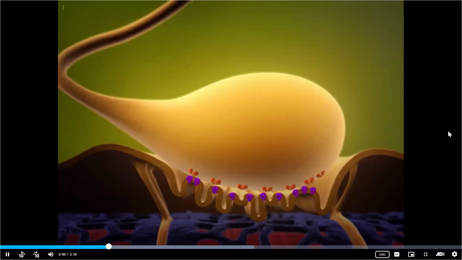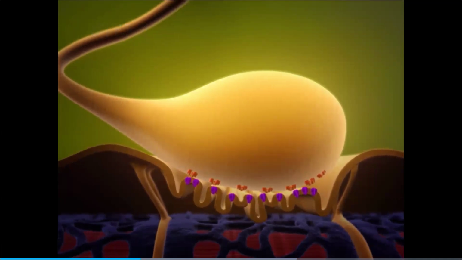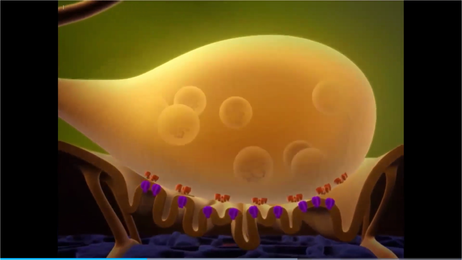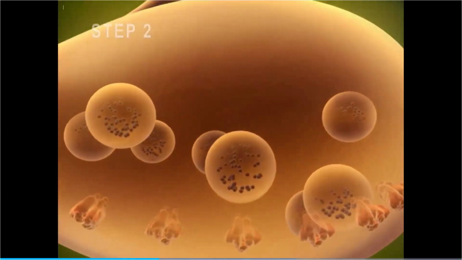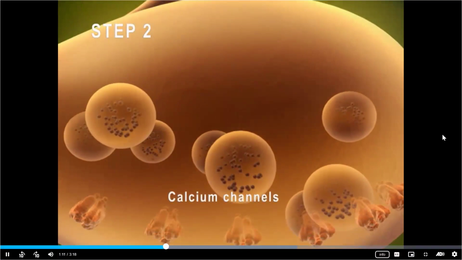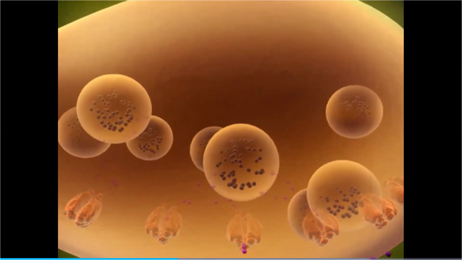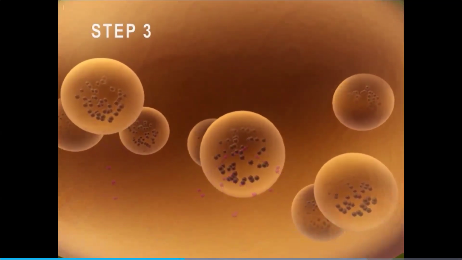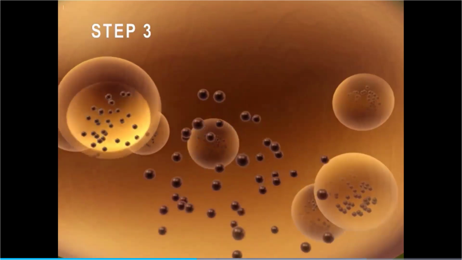The events at the neuromuscular junction occur in 7 coordinated steps. Step 1. An action potential travels the length of the axon of a motor neuron to an axon terminal. Step 2. Voltage-gated calcium channels open and calcium ions diffuse into the terminal. Step 3. Calcium entry causes synaptic vesicles to release acetylcholine via exocytosis.